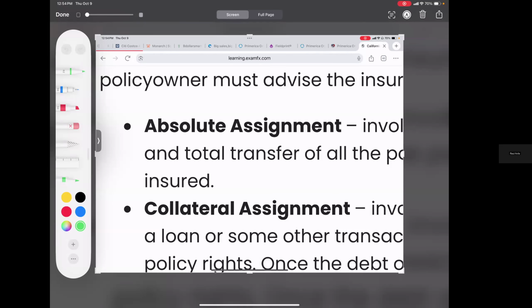I just swipe from this corner up and it screenshots. Another way you could screenshot is power, volume up. Power, volume up, it screenshots also.